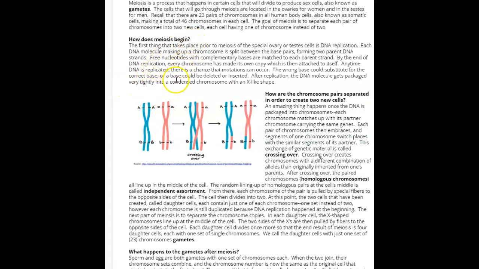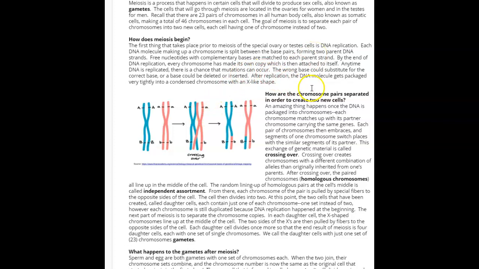The first thing that takes place prior to meiosis of the special ovary or testes cells is DNA replication. Each DNA molecule making up a chromosome is split between the base pairs, forming 2 parent DNA strands. Free nucleotides with complementary bases are matched to each parent strand. By the end of DNA replication, every chromosome has made its own copy, which is then attached to itself. Anytime DNA is replicated, there is a chance that mutations can occur. The wrong base could substitute for the correct base, or a base could be deleted or inserted.